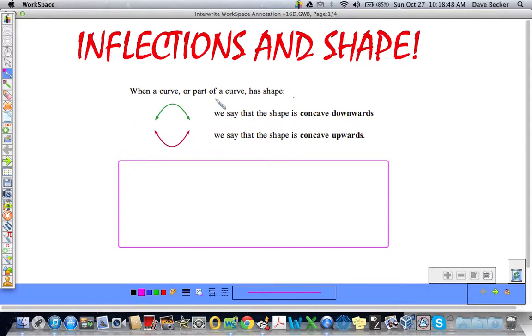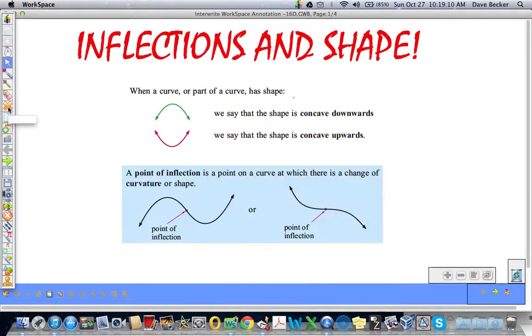When a curve or part of a curve has shape, there's really two choices here. We say that the shape is concave downwards when it looks like this, like Mr. Green here, when it's opening downwards. And we say that it is concave upwards or concave up when it is opening upwards, when it looks like red. But sometimes it's not so obvious on the curve.